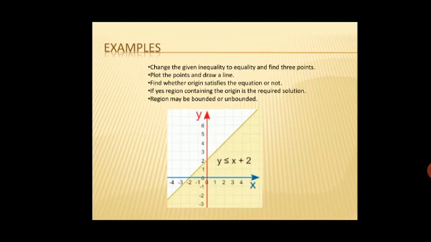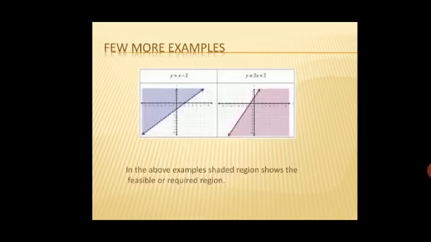Now this region may be bounded or it may be unbounded. Again, here two more examples are given: y is greater than x minus 2, and y is less than or equal to 2x plus 2. So you could see in the first case it is a dotted line because the points on the line are not part of the region, whereas in the second case it's a dark line which shows that even the points on the line satisfy the inequality. So the shaded region shows the feasible region or the required region.